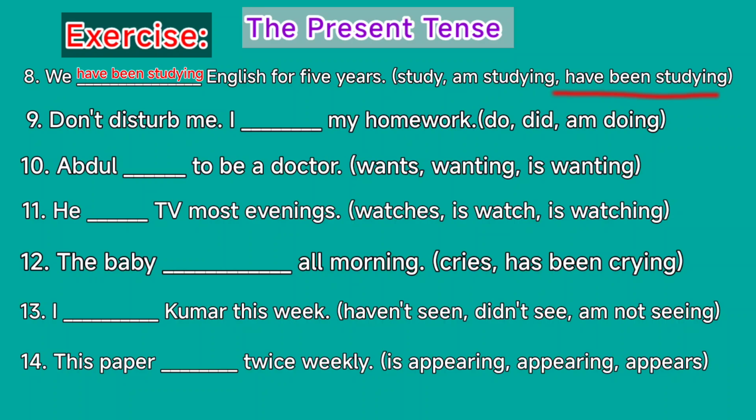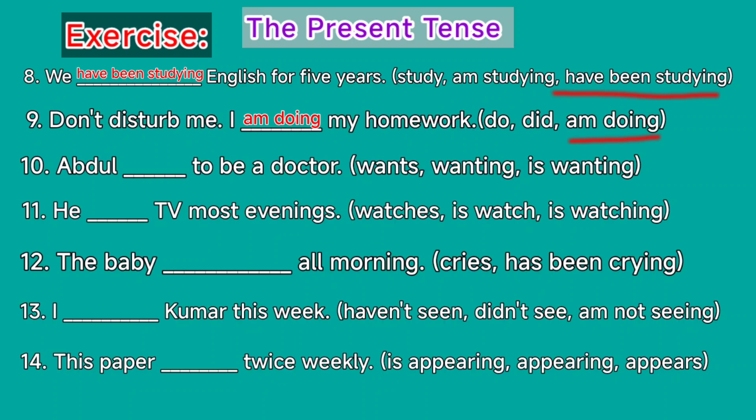We can say that. The next one, and don't disturb me. I dash my homework. Don't disturb me. That means when we say this, when we are doing something. So it's a continuation of the verb. And continuation of the verb here it is am doing. Am plus doing is the continuation. So I'm doing my homework, so don't disturb me.